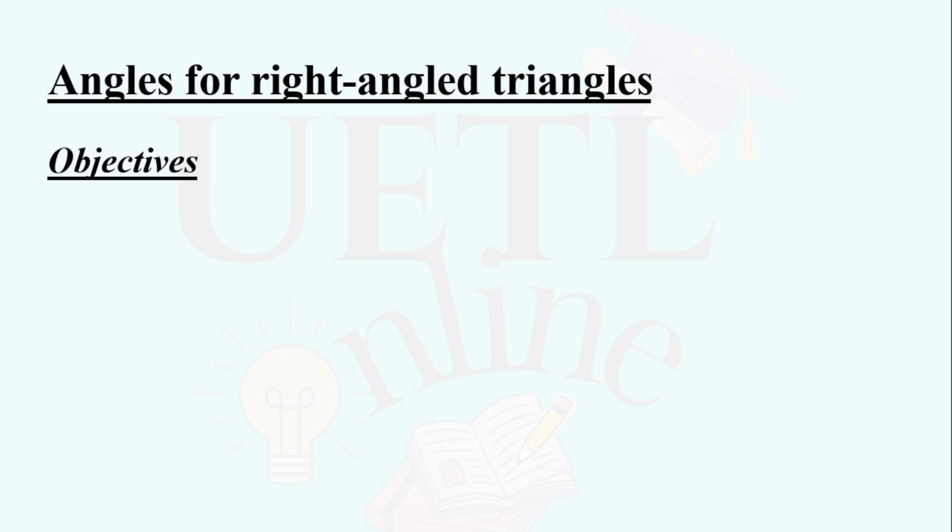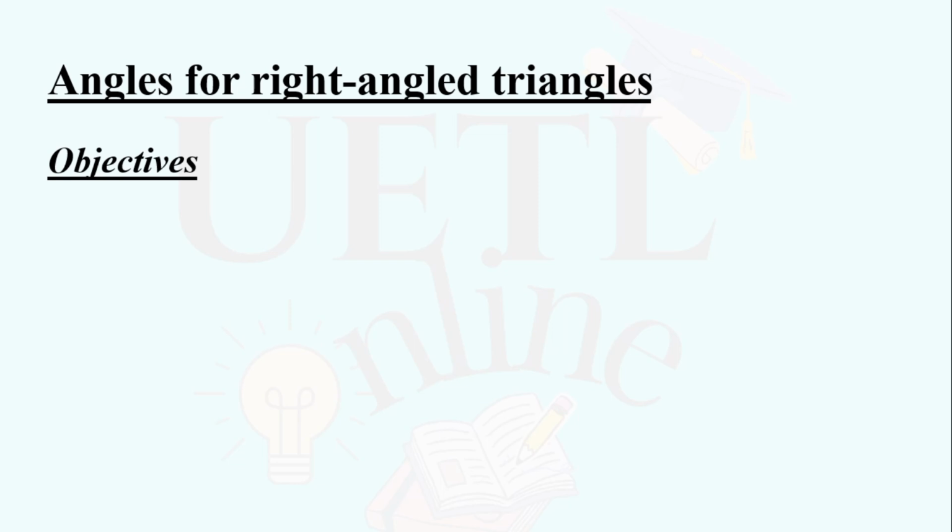Welcome to your class. Today we're going to be looking at angles of a right-angled triangle. We're going to be given triangles and working. I remember last time we did Pythagoras theorem. We were finding the sides of a right-angled triangle. In this case, we're going to be looking at the angles of that right-angled triangle.